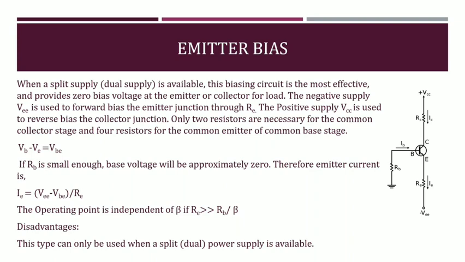So by using this diagram, VB - VE gives the base emitter voltage. Here if RB is small, then the base voltage will be approximately 0. Therefore emitter current is (VEE - VBE) / RE. The operating point is independent of beta if RE is very much greater than RB / beta.